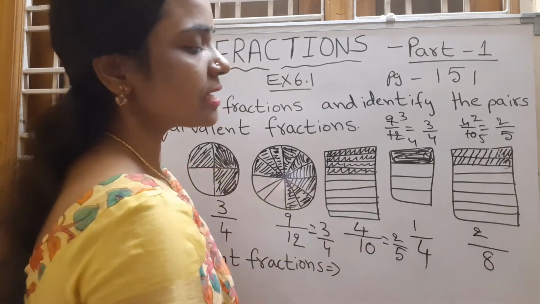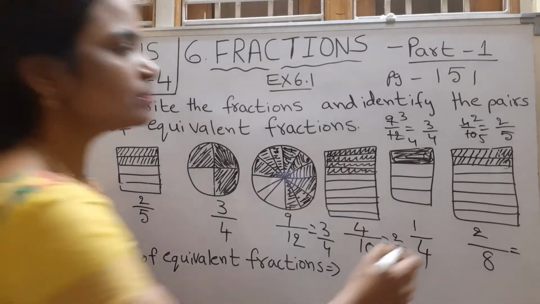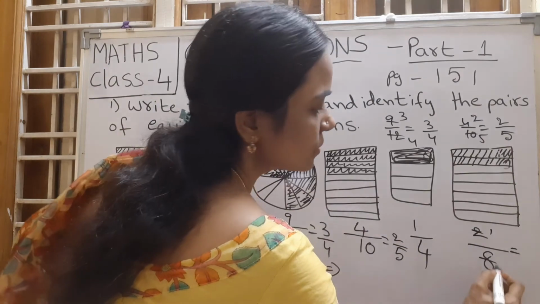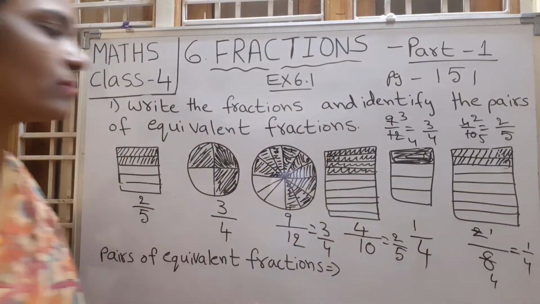Now the 2 by 8 value. What is its value? 2 by 8 means simplify it. 2 1s are 2, 2 4s are 8. So its value is 1 by 4.